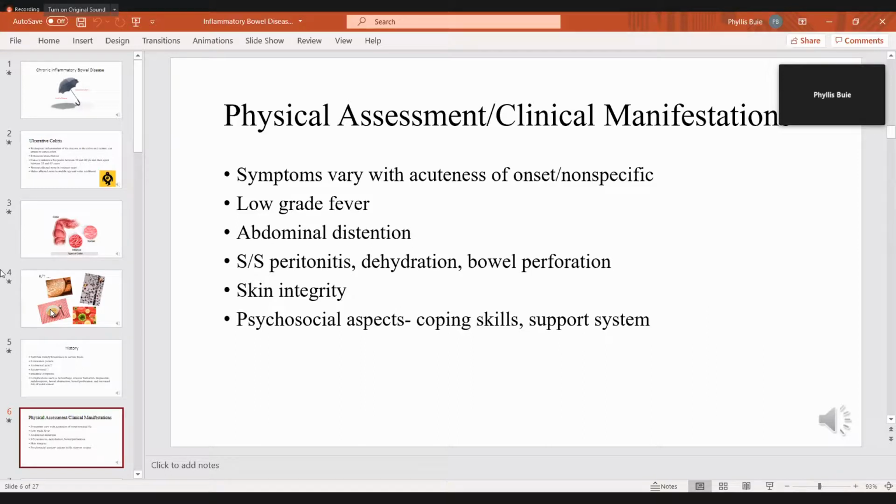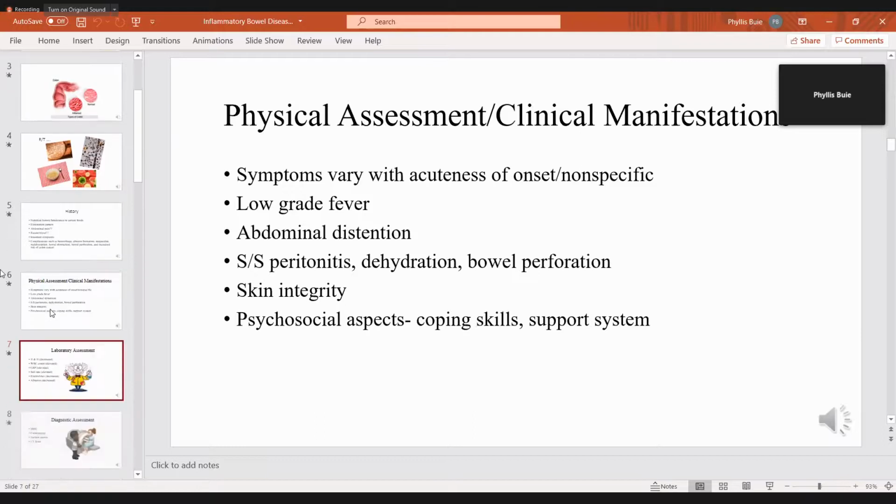Have they been maybe the primary breadwinner before, and now that this has developed, they can't take care of their family anymore? What type of support system do they have? Do they have family and friends that are able to help them, or do they live solely by themselves and maybe they don't have any children or a family? So all of those are things that we need to assess whenever we are assessing these patients.